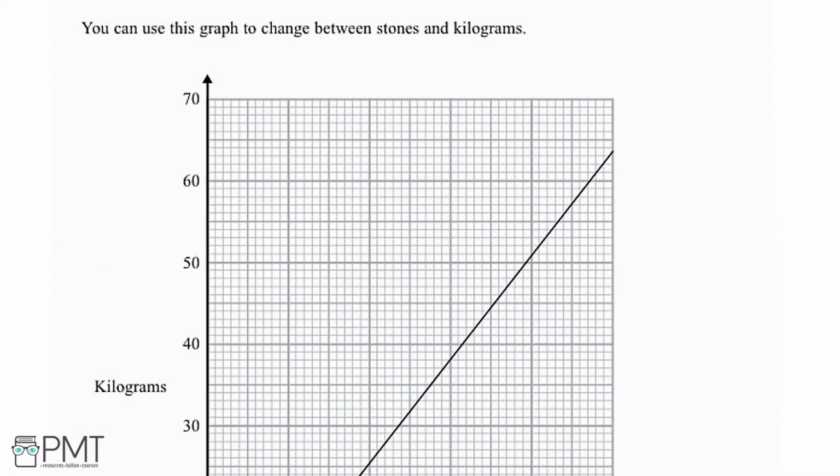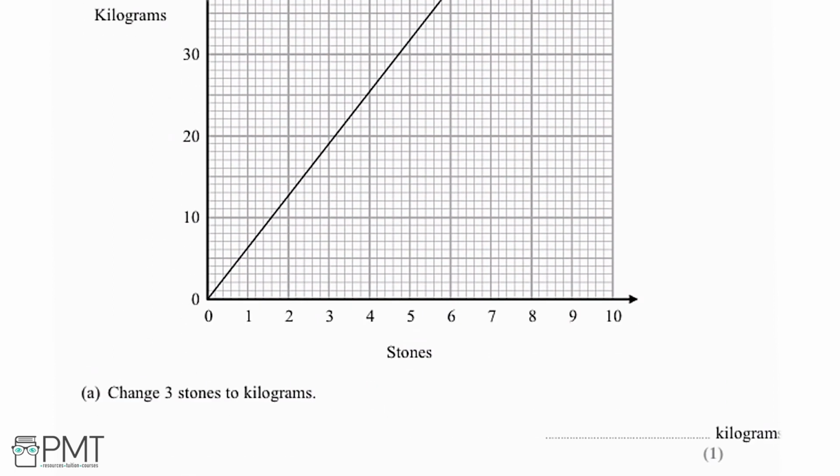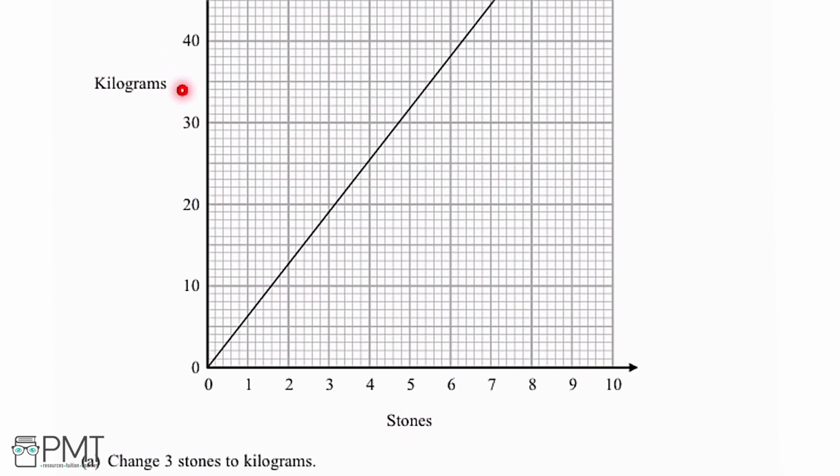We can use this graph to change between stones and kilograms. And in part A, we're asked to change 3 stones to kilograms. Okay, so if we have a look at our graph here, on the x-axis we've got stones, and on the y-axis we've got kilograms. So if I want to change 3 stones to kilograms, first we need to look on our stones axis and find 3, so that's here.